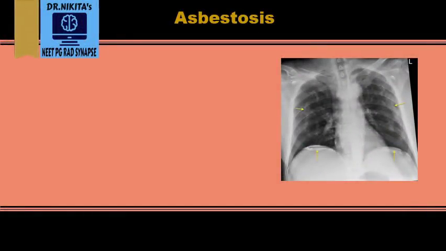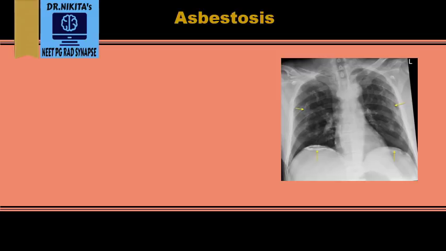Hello friends, so today we would be seeing about asbestosis, the important questions that are asked on this topic. Asbestosis is an occupational lung disease which is seen in workers working in the shipbuilding industry, construction, cement, all these industries, even mining. So there are various types of asbestos fibers.